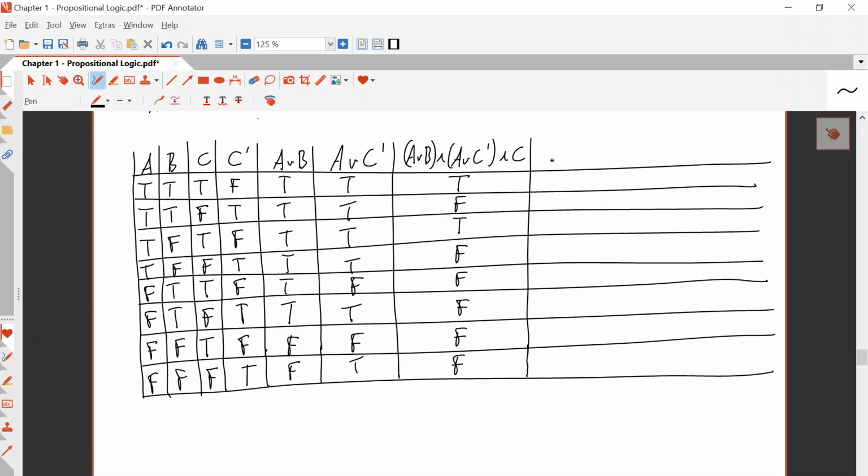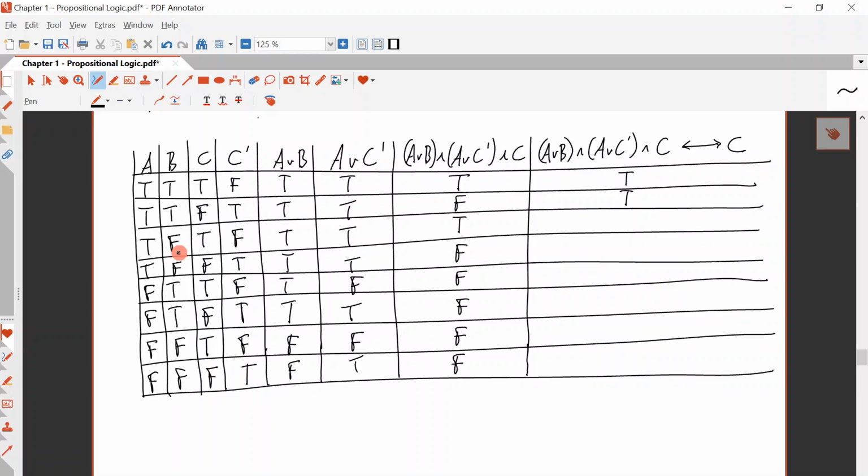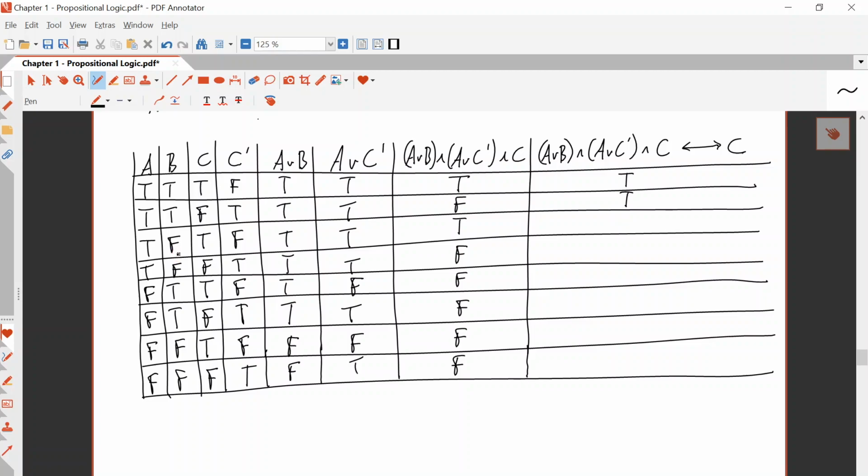And then the last entire statement, we have A or B and A or C naught and C if and only if C. So that's true when they have the same truth value. So they're both true here. They're both false here. In row 3, C is false. No, C is true and this is true. Yeah. Let me double check.